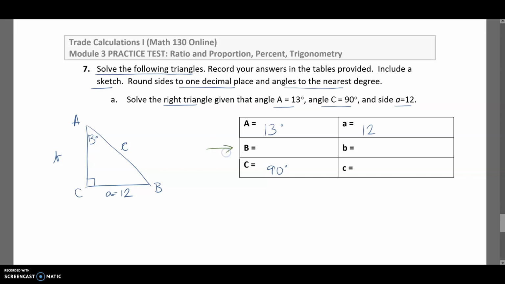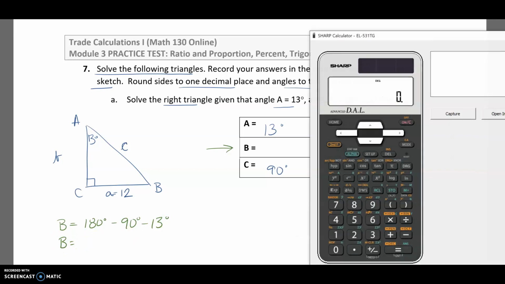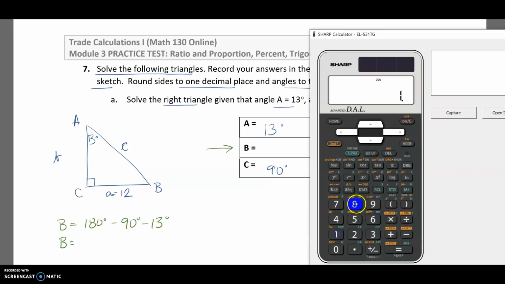I know two angles, so calculating the third is easy. Since I know that all the angles in a triangle add up to 180 degrees, I can just take the measures for the other two angles away. So subtract 90 degrees and subtract 13 degrees. So I can do 180 minus 90 minus 13, and angle B is 77 degrees.